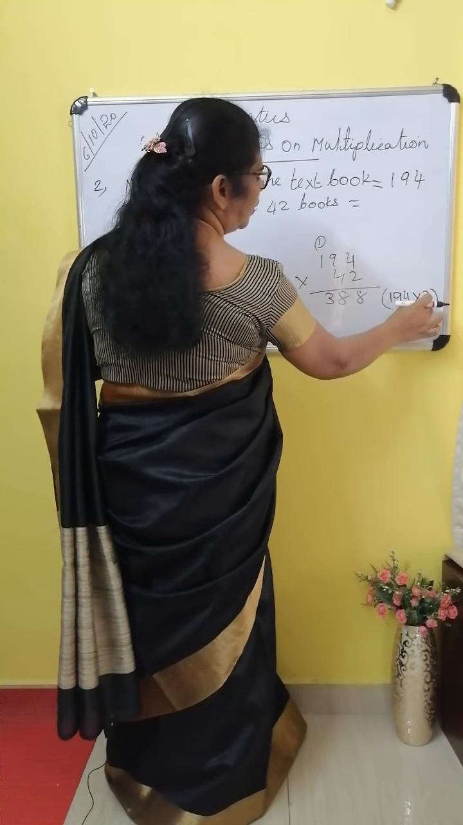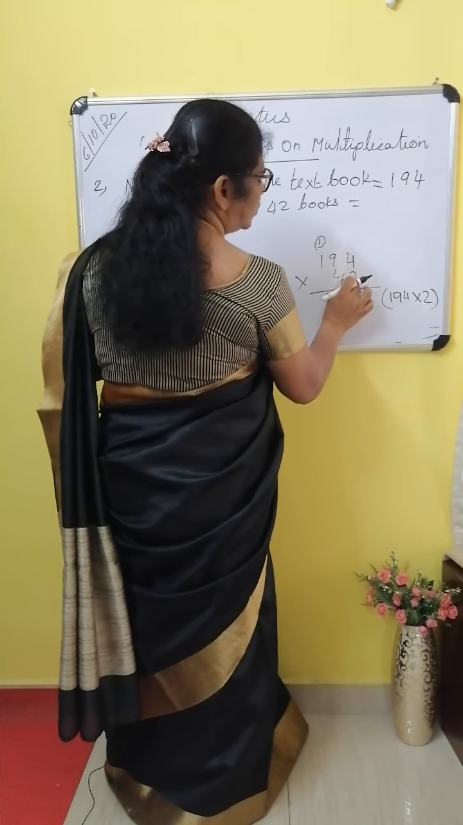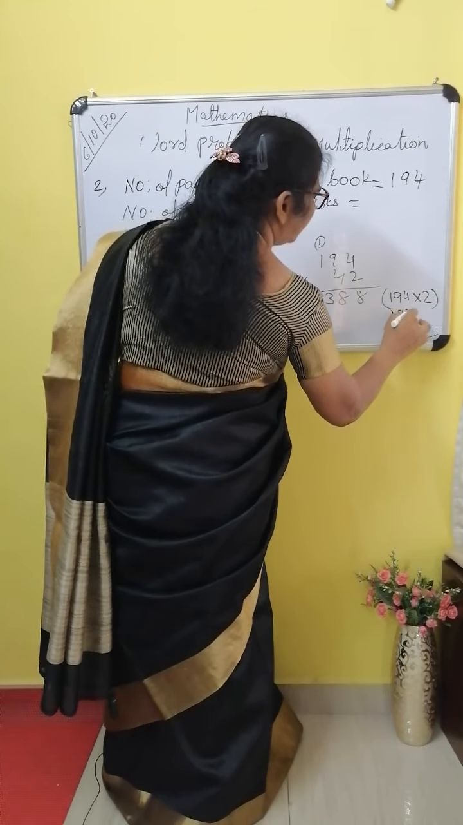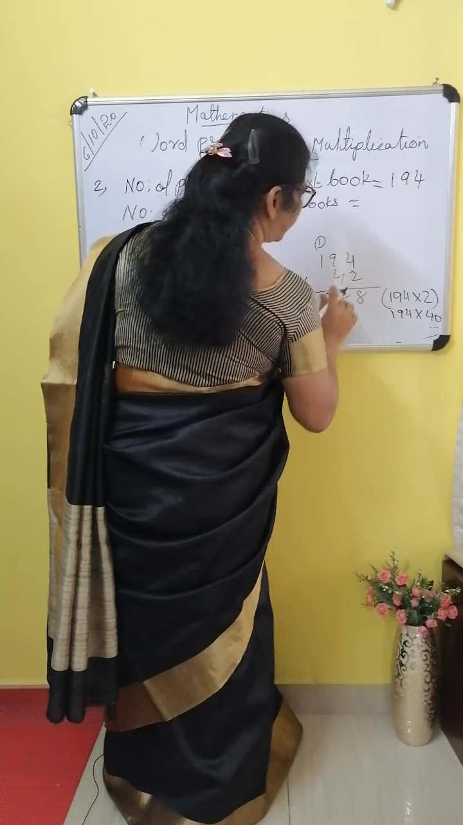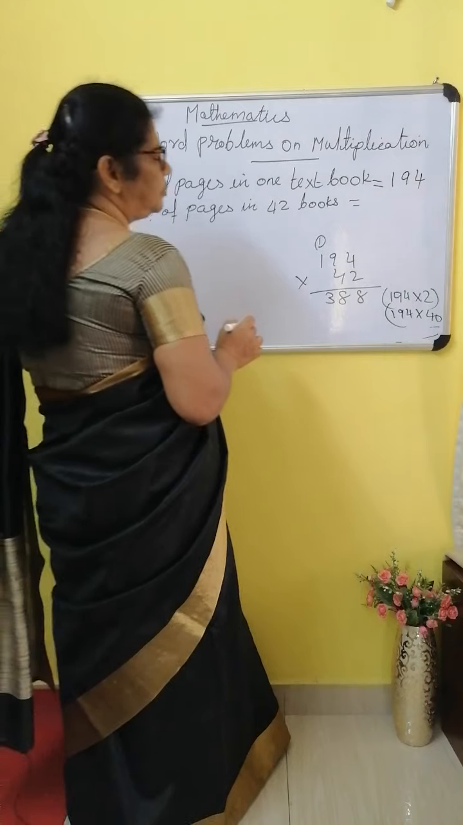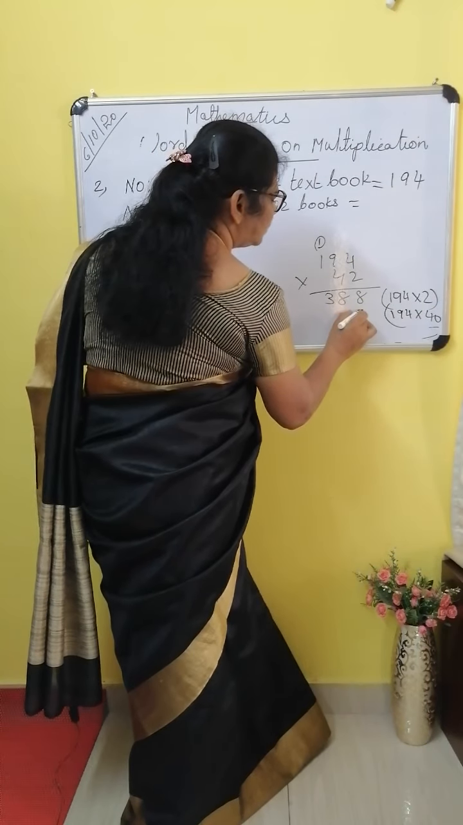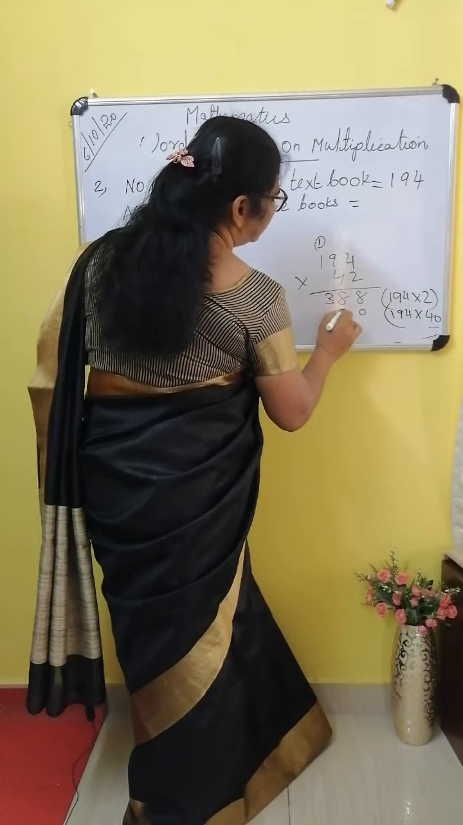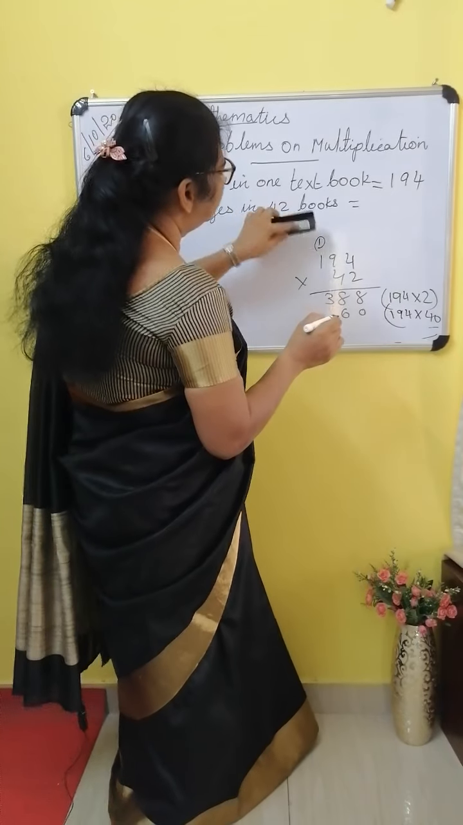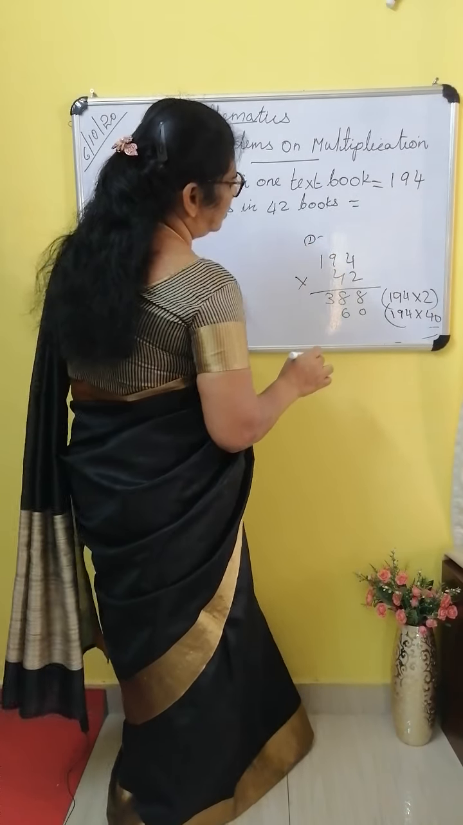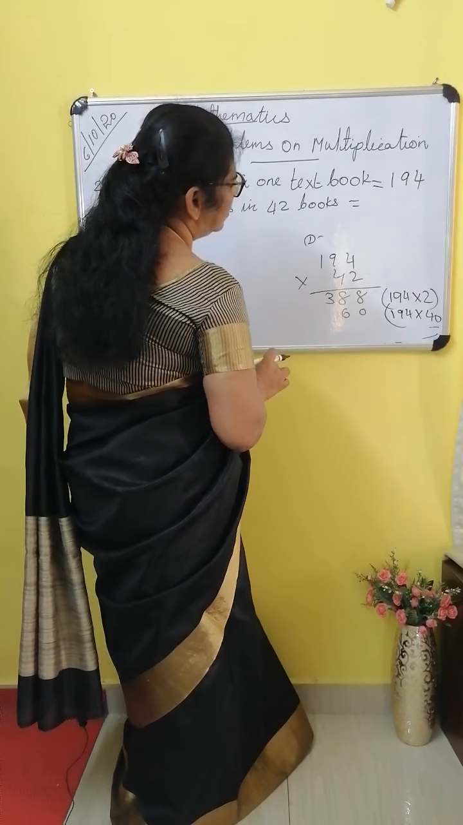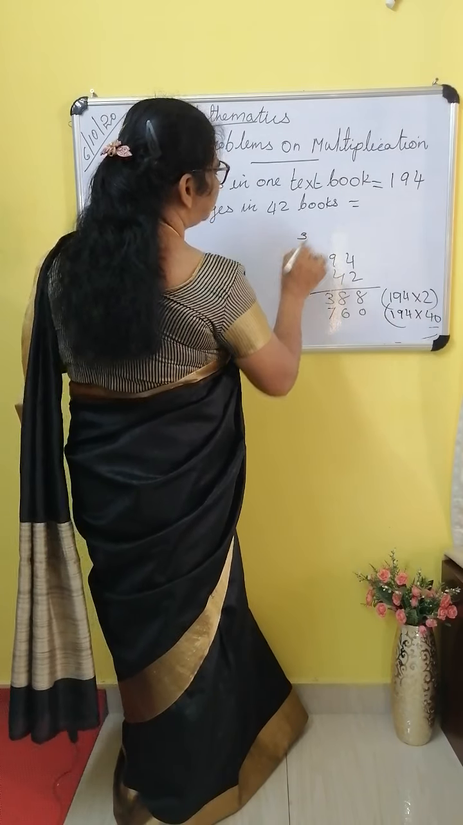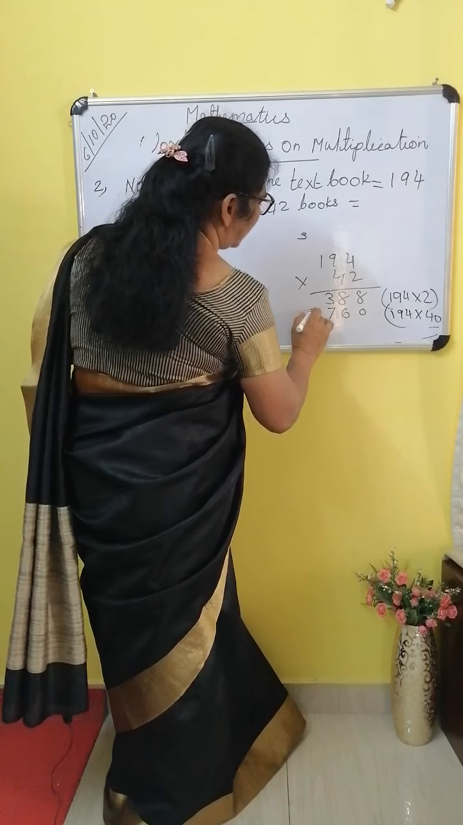See, 194 into 2, that 2 means this one. So, next one, this is the tens place. So, 194 into 40. 4 means 40 as it is the tens place, okay. So, we can put the 0 in the first place. Then multiply by 4. 4 fours are 16, 1 remainder, 4 nines are 36 plus 1, 37, 3 remainder, 4 ones are 4 plus 3, 7.